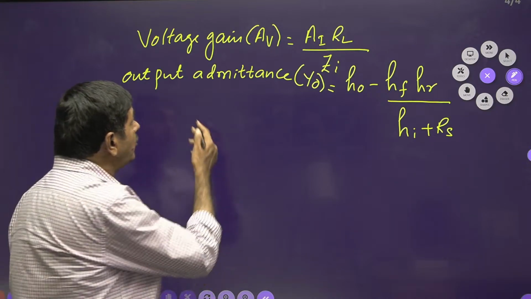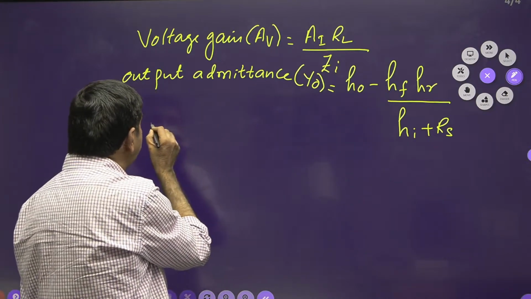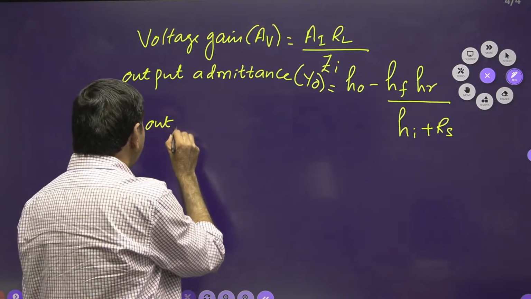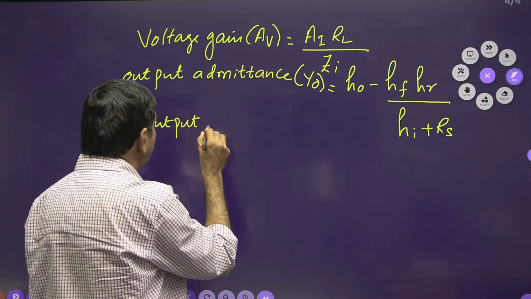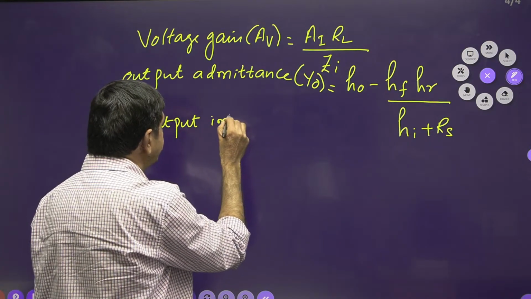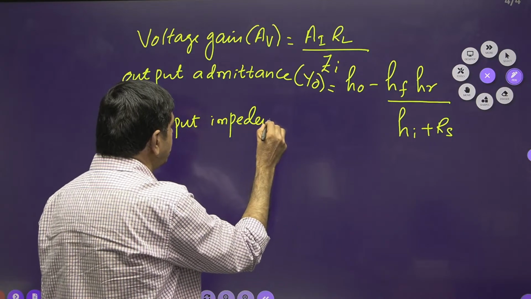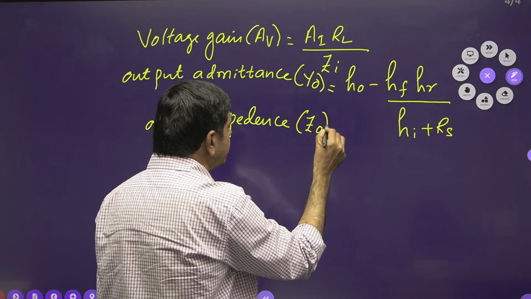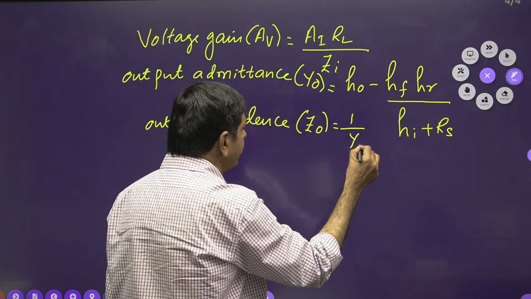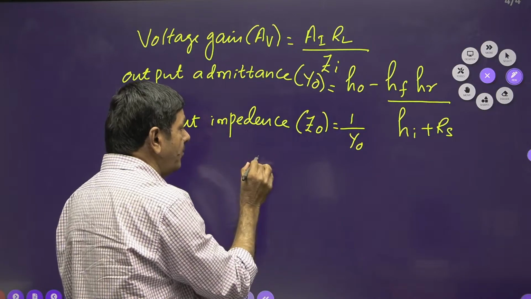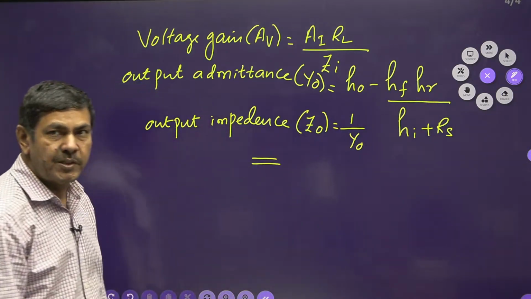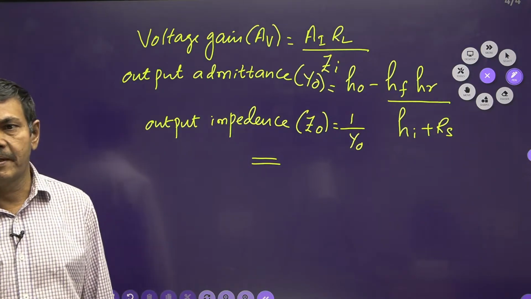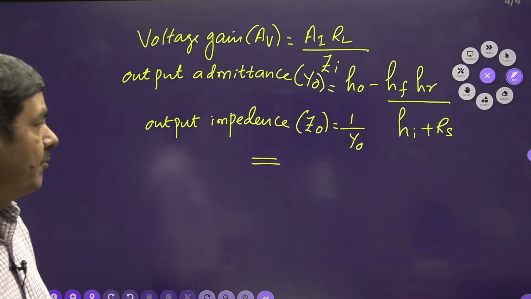Output impedance means the reciprocal of this admittance, as you know very well. In case you are asked to find the output impedance, it is given as Z naught. Z naught is nothing but the reciprocal of the admittance. So these are the formulae you must know to do any problem, which is direct formula application.